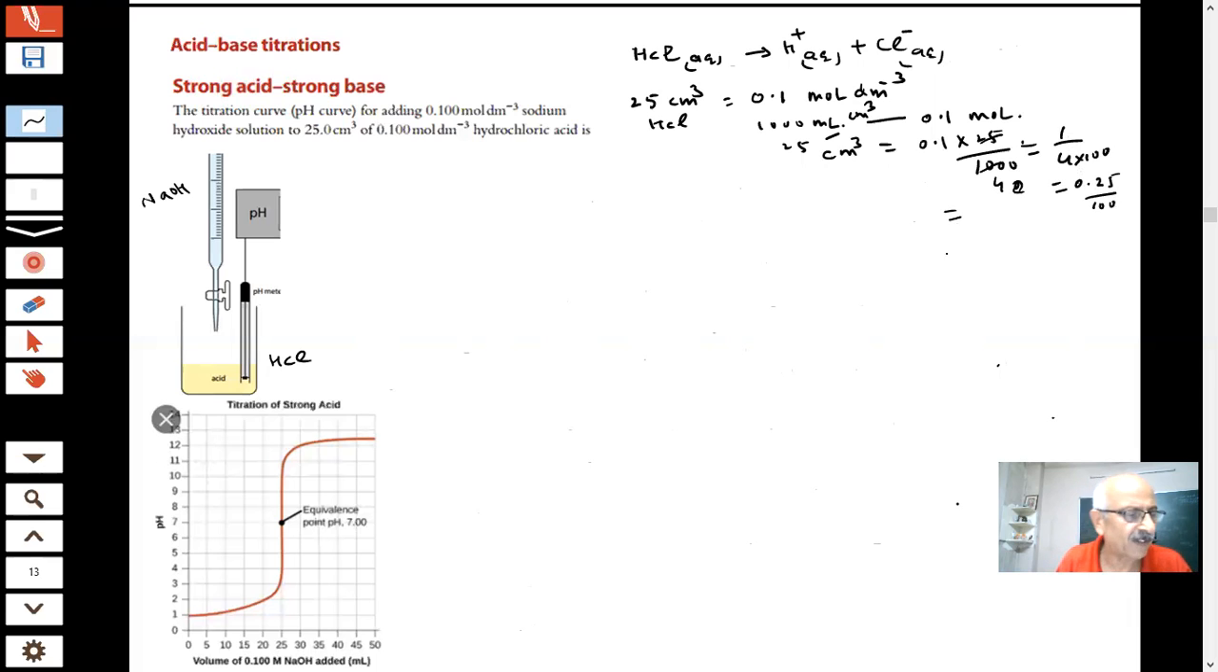So you are starting with how many moles of H plus in this case? How many moles of H plus do you have according to this calculation? When you started, how many moles are you having?